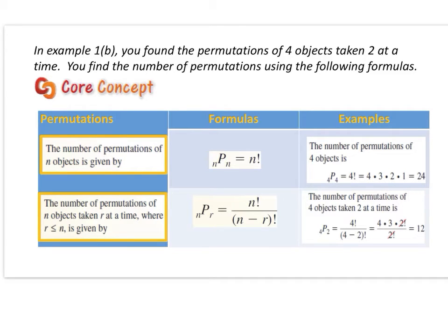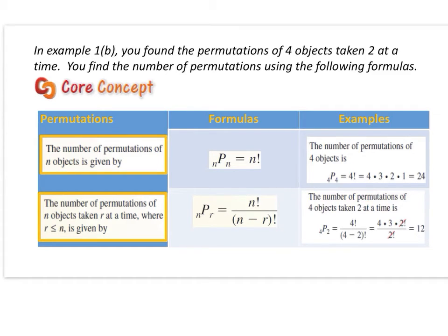You also have the number of permutations of n objects taken r at a time, where r is less than or equal to the number n. And it's given by this formula. So again, capital P representing permutations, and then subscript n in the front, subscript r after the capital P. And this is going to be a ratio. Take that n factorial divided by n minus the r value factorial.